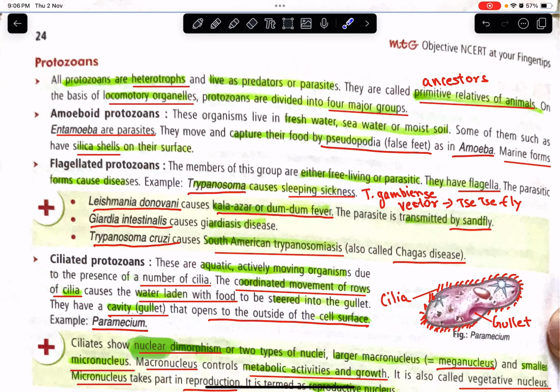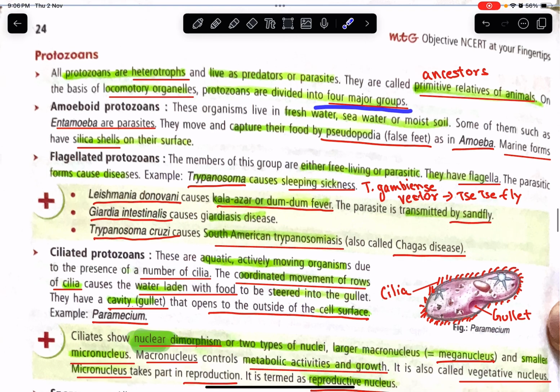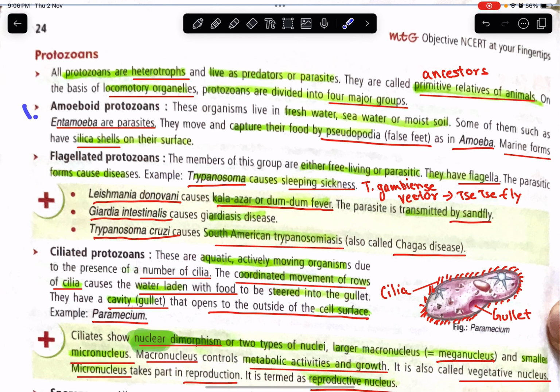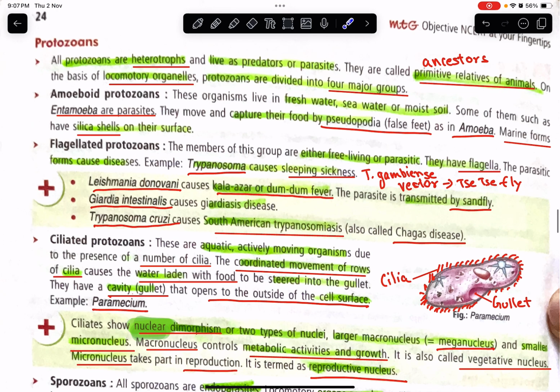On the basis of their locomotory organelles, protozoans are divided into four major groups. First is amoeboid protozoans. Amoeboid protozoans form false feet, known as pseudopodia, and an example is amoeba. They live in fresh water, seawater and moist soil also. So the important point is that they are found in places where moisture is present.